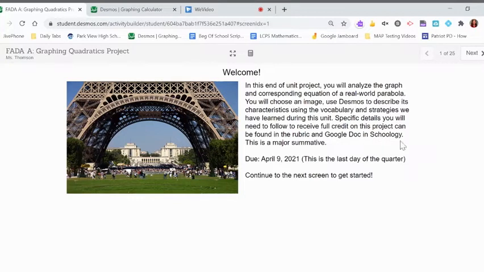You do not need to worry about a Google Doc in Schoology. This is a major summative. This does count as a test grade. It is due April 9th, which is the last day of the quarter, but I encourage you to get it done sooner. Let's continue to the next screen to get started.